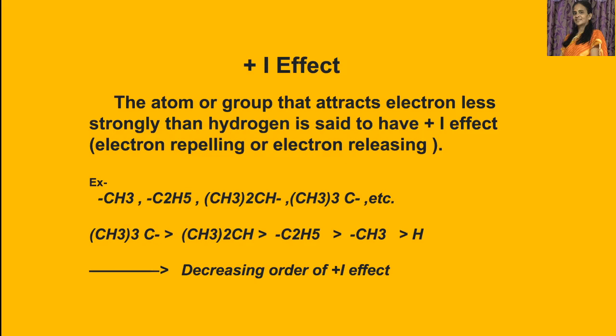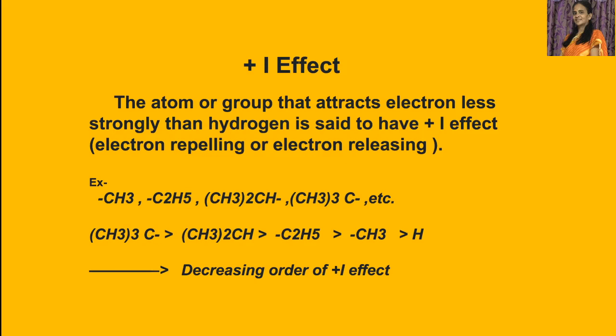Now, what is the order of plus I effect of all these alkyl groups? Let us see. The tertiary butyl group has greater plus I effect than the isopropyl group, which has greater plus I effect than the ethyl group, which has greater plus I effect than the methyl group, which has greater plus I effect than hydrogen. So, the tertiary butyl group has the highest plus I effect among all these groups.